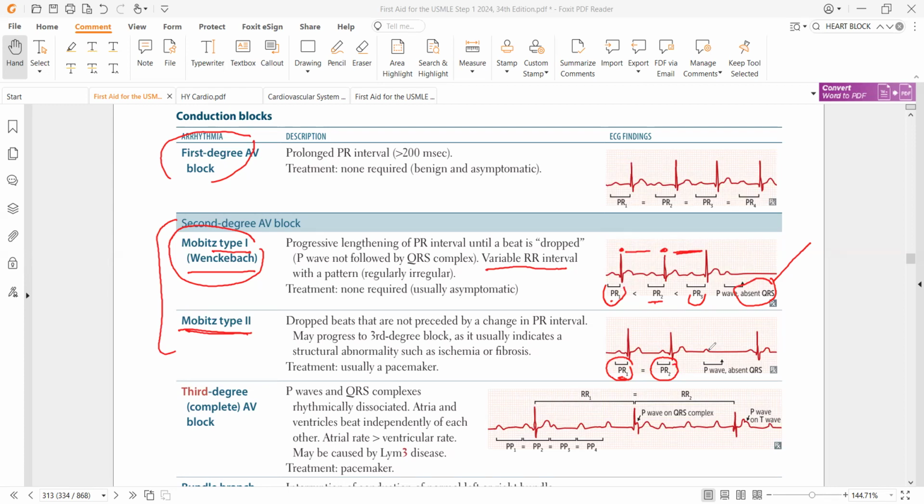Okay, so this is again a dropped beat. So there is no progressive lengthening of the PR interval in Mobitz type 2. So in Mobitz type 2, the pathology lies within which area? Below the AV node or within the AV node? Type 2 is below the AV node. Okay, so below the AV node.